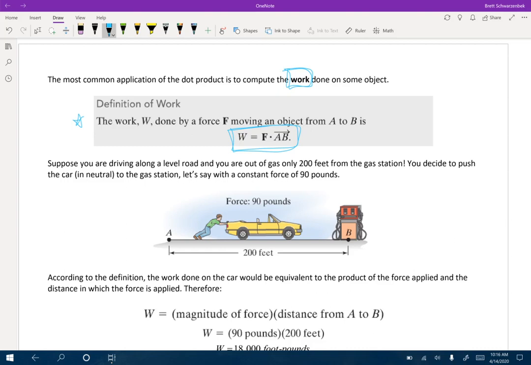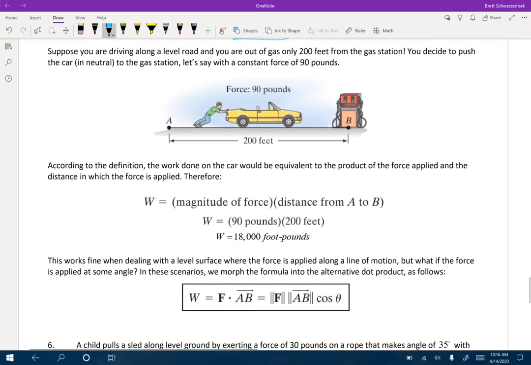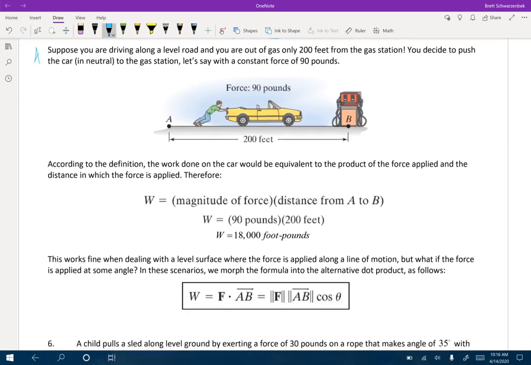Okay, so what we're going to do is first do a problem in a very simple version of what this is about, and then we're going to turn it into more of what we've been talking about in terms of the problem. So let's start with just this problem. It says, suppose you're driving along a level road and you're out of gas only 200 feet from the gas station.